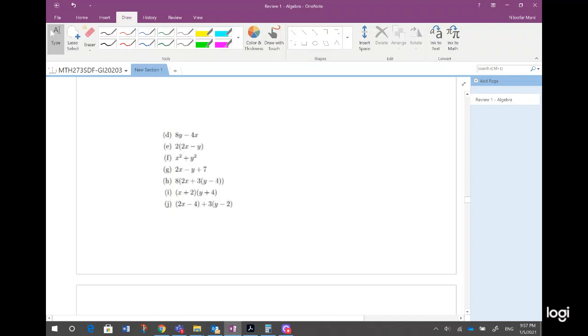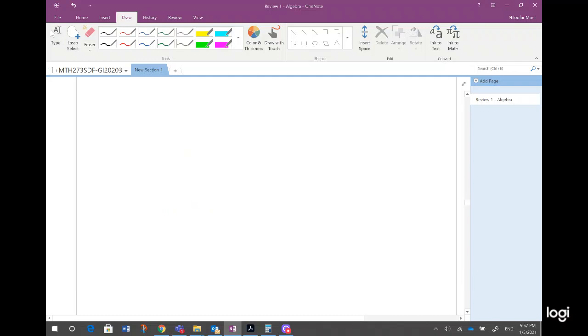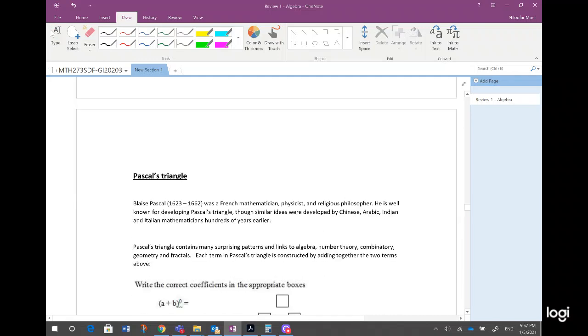Here it's simplification. How do you simplify here? Okay, so you multiply, you collect like terms and do just that. Okay, so these are just practice.